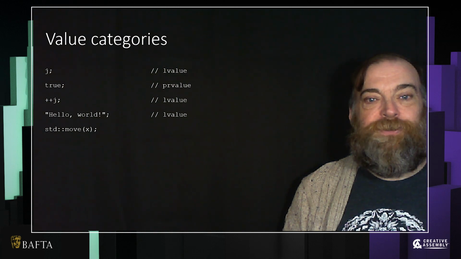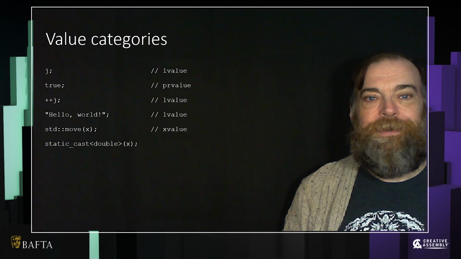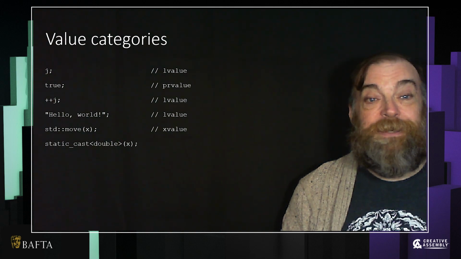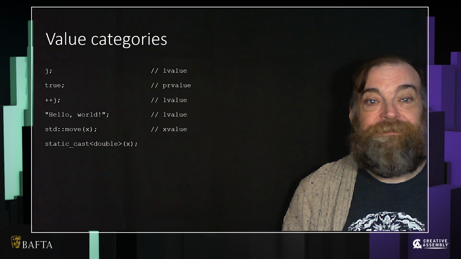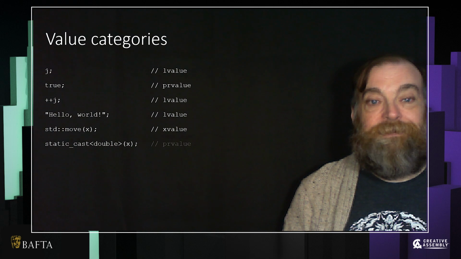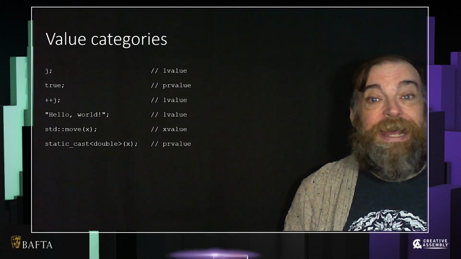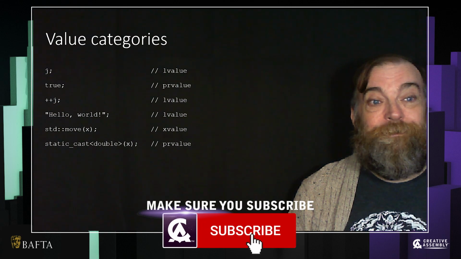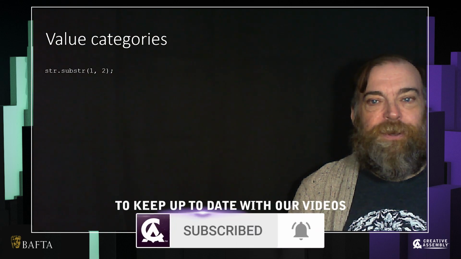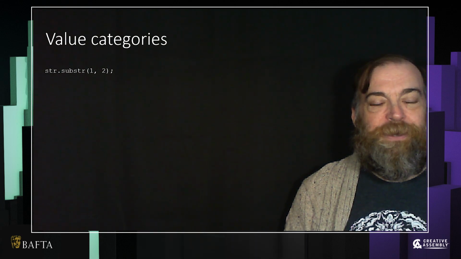What's the value category of std::move(x)? It's an X-value. The resources of the object can be reused, it has identity, and it can be moved from. What's the value category of static_cast<double>(x)? It's a PR-value. It can initialize an object, it has no identity, and it can be moved from. Let's get a little more interesting. What's the value category of str.substr(1, 2), where str is an object of type std::string?